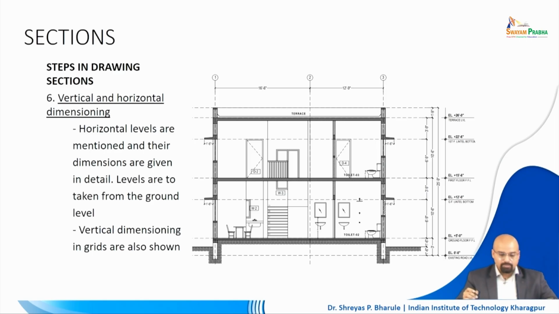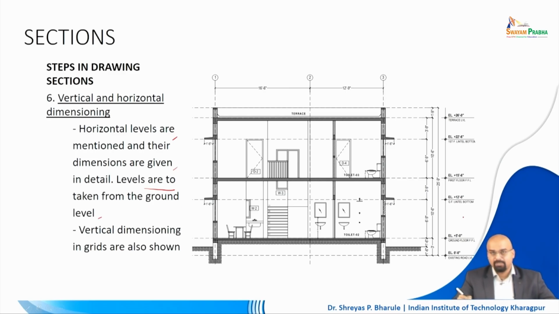Moving on further. In this case, you do see the steps in the section. Vertical and horizontal dimensioning of the section is to be done, right? This is very, very important. So in this particular case, you have to do something of this order, right? So horizontal levels are to be mentioned and details are to be given. They are to be taken from the ground level and going up.